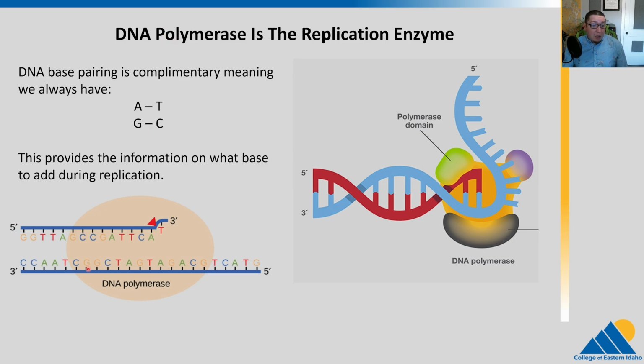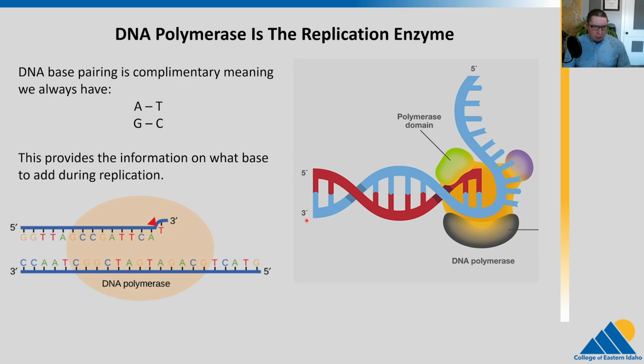It does that by using one strand of DNA as a template and building a new strand that is complementary to that. So we talked previously about complementary base pairings. That's A with T and G with C. So using the template strand, DNA polymerase is able to build a new strand of DNA that is complementary, working in a 5' to 3' direction.